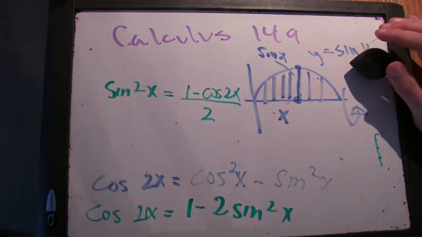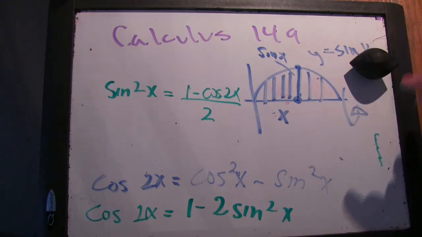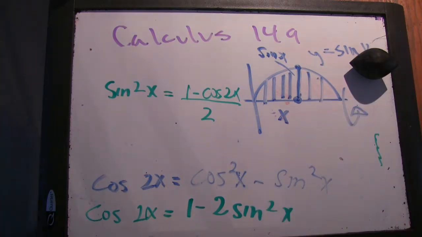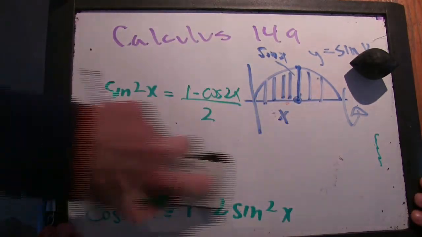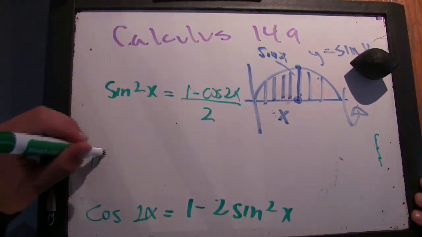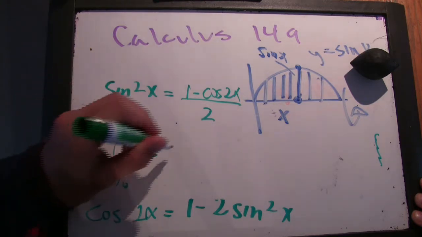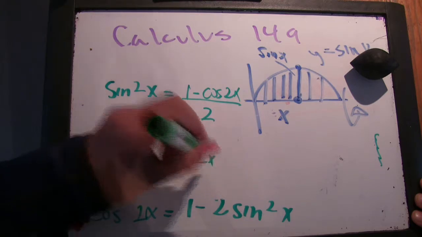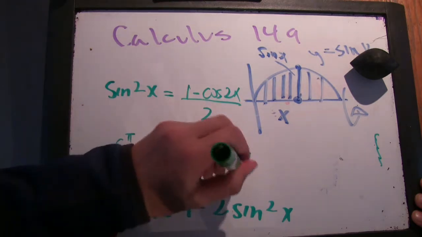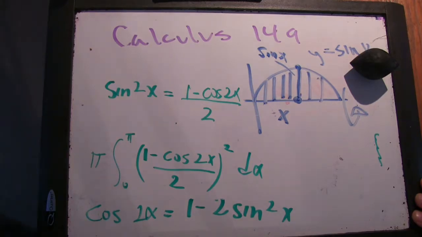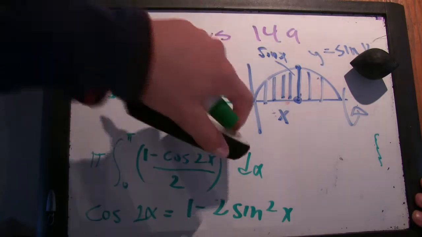All right, very good. So we're doing the integral from 0 to pi now. Pi times the integral from 0 to pi of 1 minus cosine 2x over 2. Go ahead and write that integral. Be careful, sine squared is that. Oh, so we don't actually need to square this.